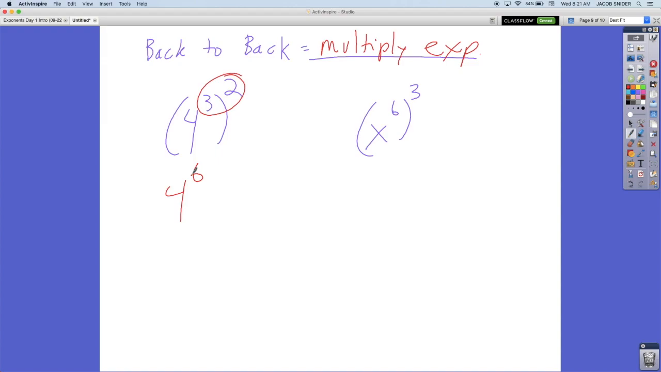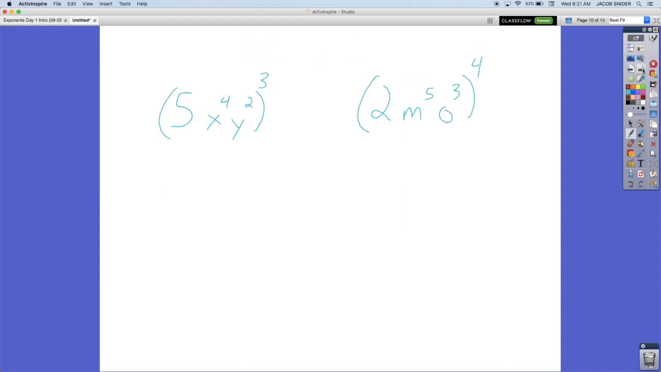Next one, x is my base. 6 times 3 equals 18. Okay, so far so good? Okay, let's keep rocking and rolling. All right, a little bit tricky here, but I wanted to show you it.